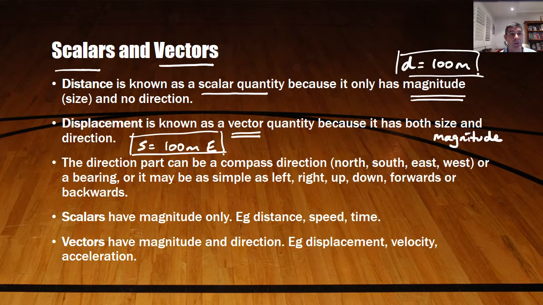Now this direction can be a compass point, often is: north, south, east, west, or some angle in between. Or it can also be left or right, up or down, and forwards or backwards. Sometimes you will see arrows to represent these vectors, but they are something we'll talk about at a later time. The key difference then is scalars have magnitude, while vectors have magnitude and direction. Some examples of scalars include distance, speed, and time, whereas some examples of vectors include displacement, velocity, and acceleration.